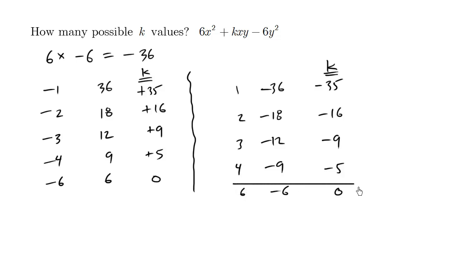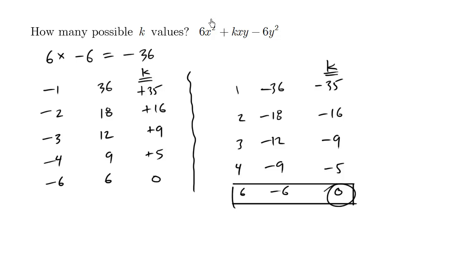We don't count this k-value 0 because we already use that as an answer. You can't repeat the same answer twice. So we can say that there's actually 9 different k-values for this particular question.